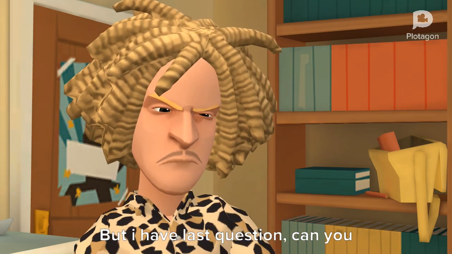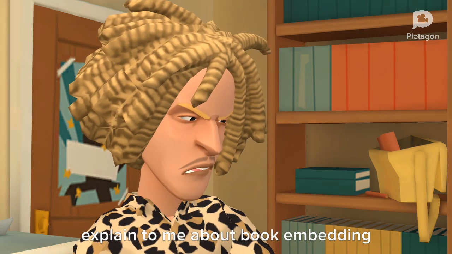Wow, you know a lot about the graph. But I have one last question, can you explain to me about book embedding of graph?